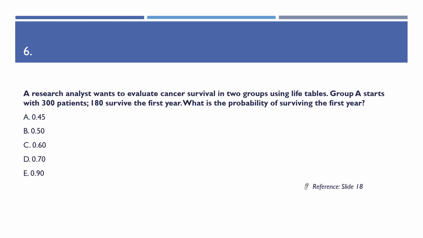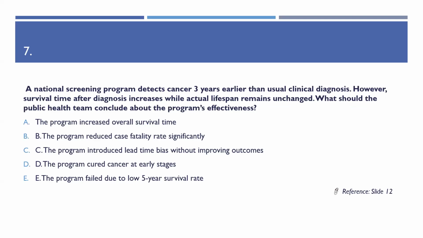MCQ number 6. A researcher wants to evaluate cancer survival in two groups using a life table. Group A starts with 300 patients. 180 survived the first year. What is the probability of surviving the first year? A, 0.45. B, 0.50. C, 0.60. D, 0.70. E, 0.90. So D is the right option.